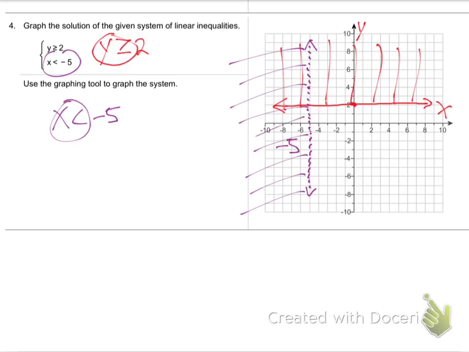Where do the two shadings overlap? I should probably extend this line a little bit. Where do the two shadings overlap? Right here, in that section.